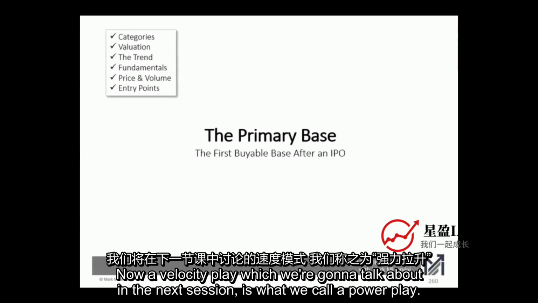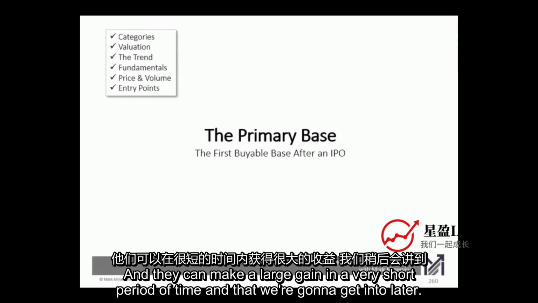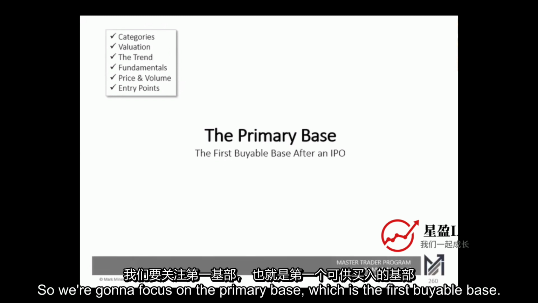Now, a velocity play, which we're going to talk about in the next session, is what we call a power play. These are setups that can move very fast and make a large gain in a very short period of time, and we're going to get into that later. So we're going to focus on the primary base, which is the first viable base.